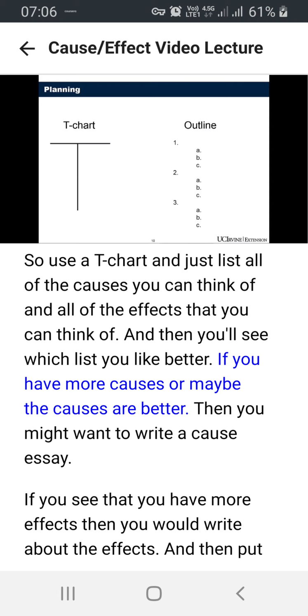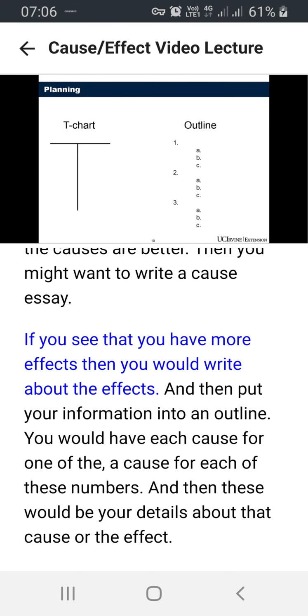If you have more causes, or maybe the causes are better, then you might want to write a cause essay. If you see that you have more effects, then you would write about the effects. And then put your information into an outline. You would have each cause for each of these numbers, and then these would be your details about that cause or the effect.